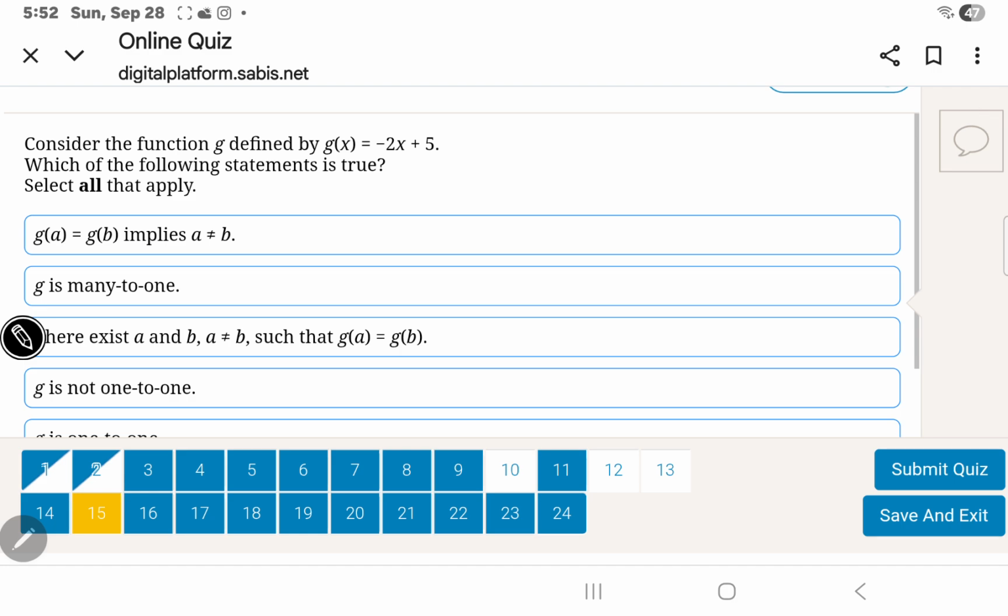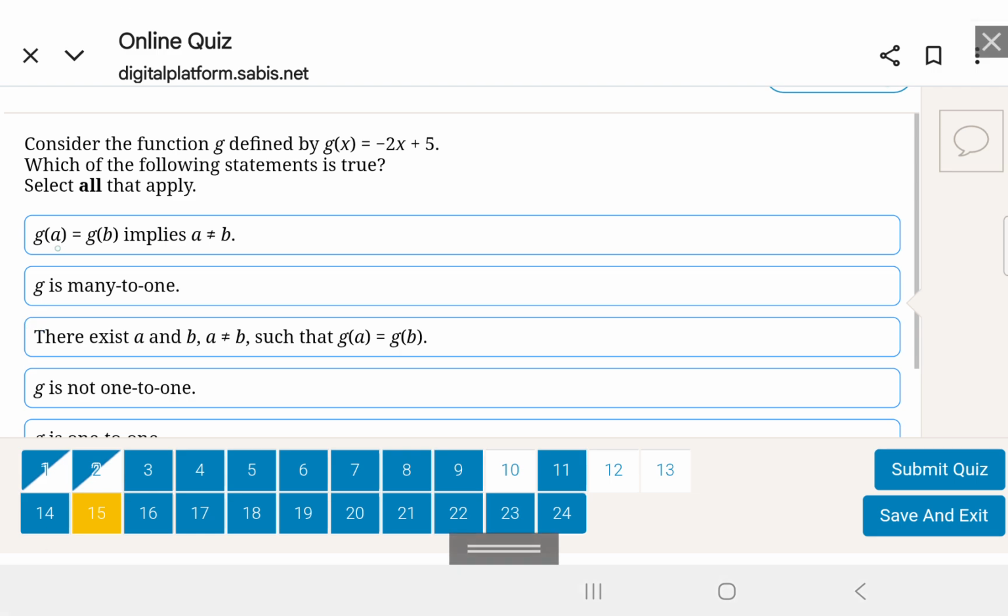Number 15. Consider the function g defined by g(x) equals negative x, 2x plus 5. Which of the following statements is true? Select all that apply. If g(a) equals g(b) implies a does not equal b. So here we have to check this. Clearly this is incorrect.